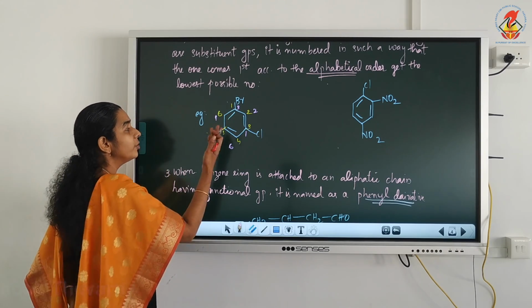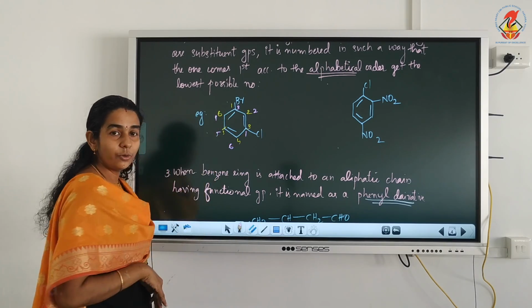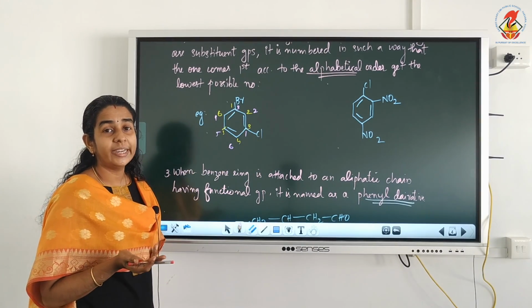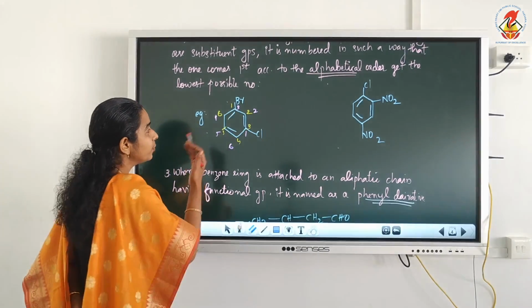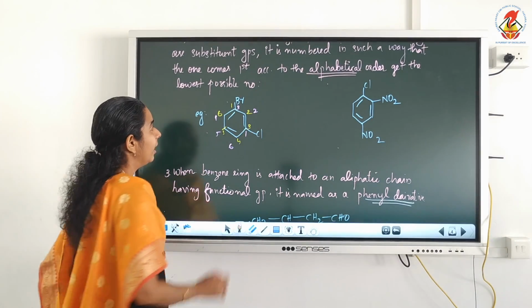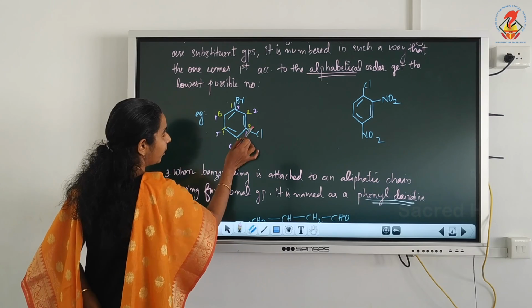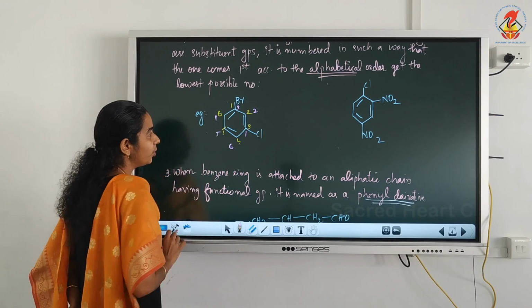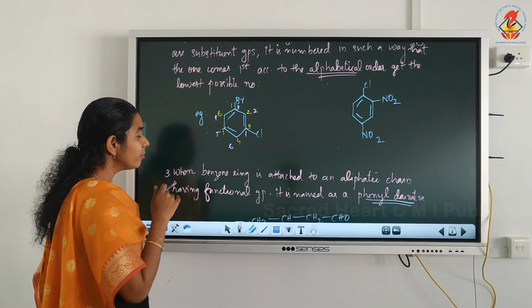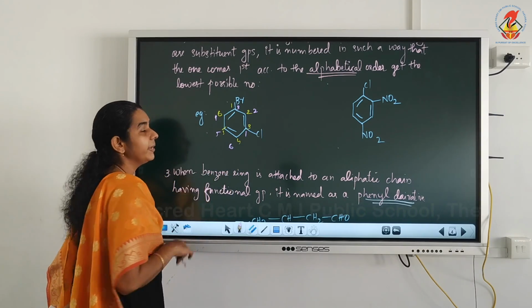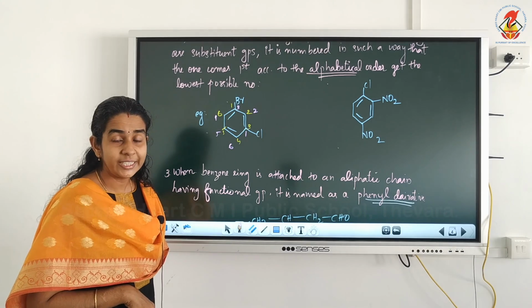So whether we number in the clockwise direction or anti-clockwise direction, bromine and chlorine are getting positions 1 and 3. But which one should we select? If we go clockwise, bromine gets position number 1 and chlorine gets position number 3. But if we go anti-clockwise, chlorine gets number 1 and bromine gets number 3. So which one should we select?